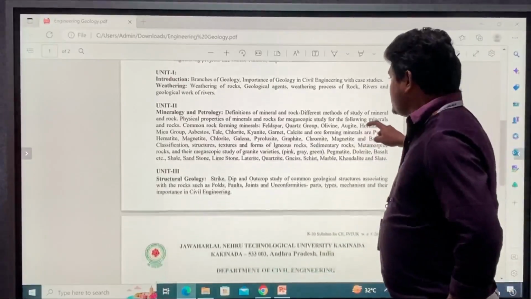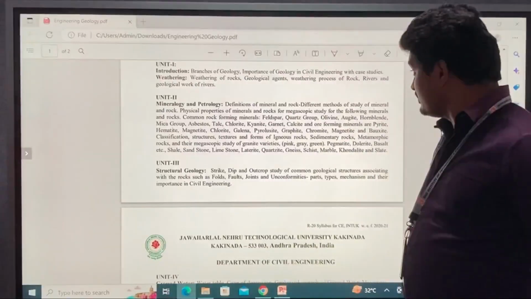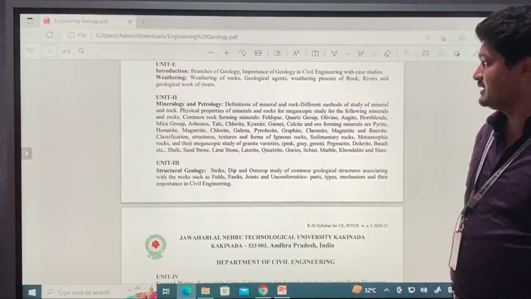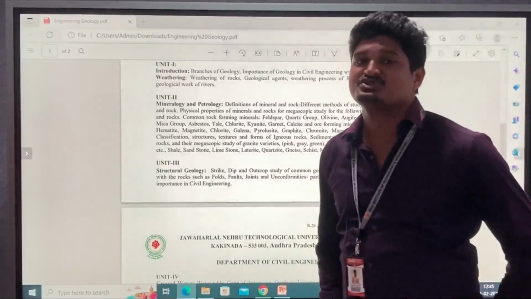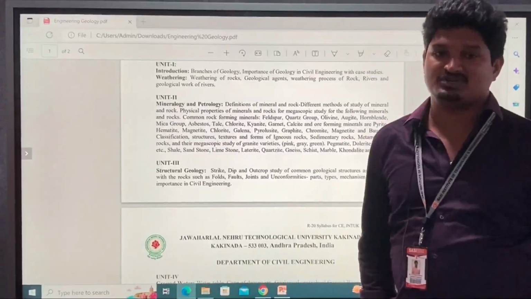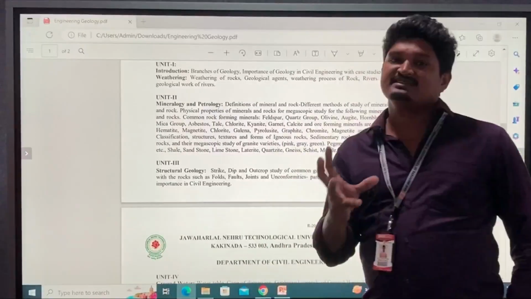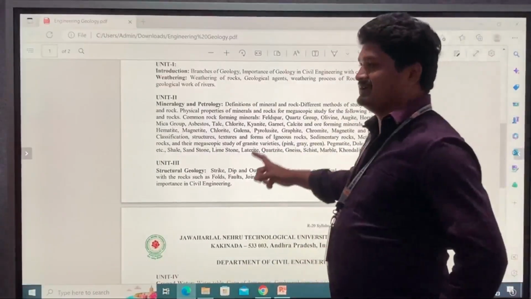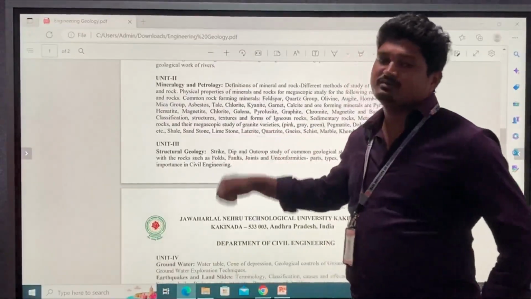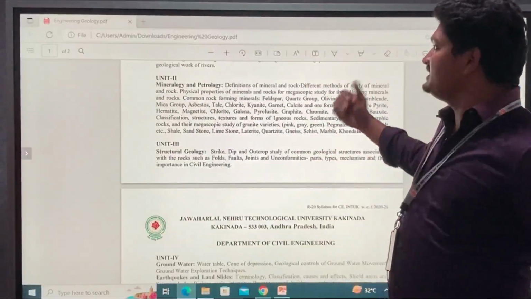And unit 2 is mineralogy and petrology. In this unit, we learn about different types of minerals. Mineral means a naturally occurring substance with a definite chemical composition and atomic structure. When a number of minerals come together as a single mass, we call it a rock. So in unit 2, we learn what types of minerals and rocks are there in the earth's crust.